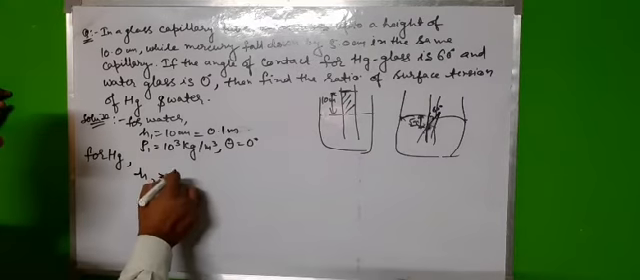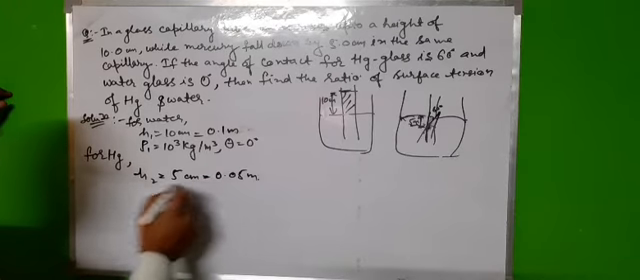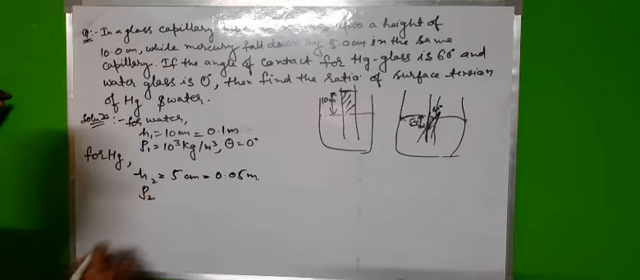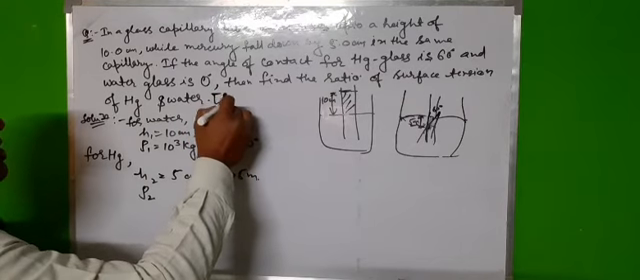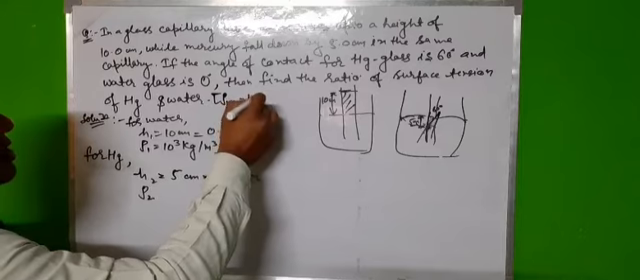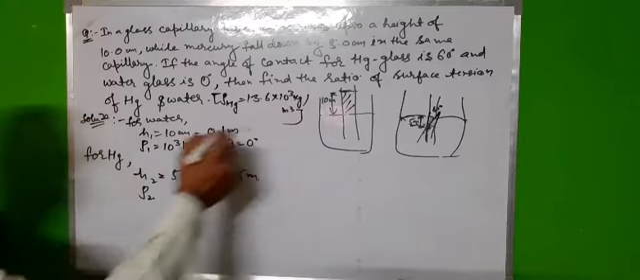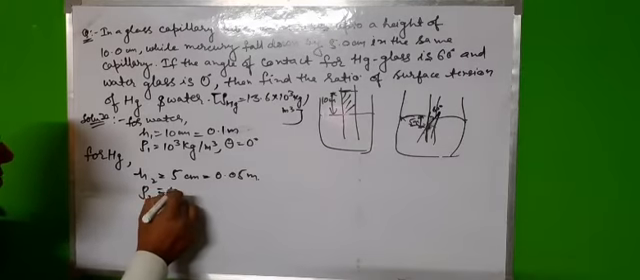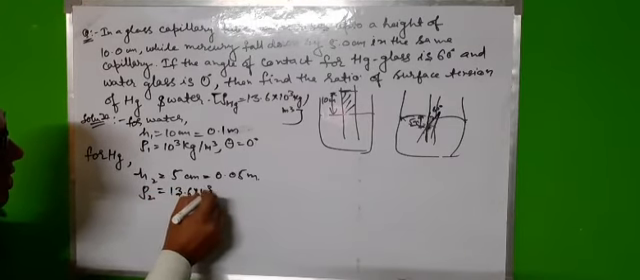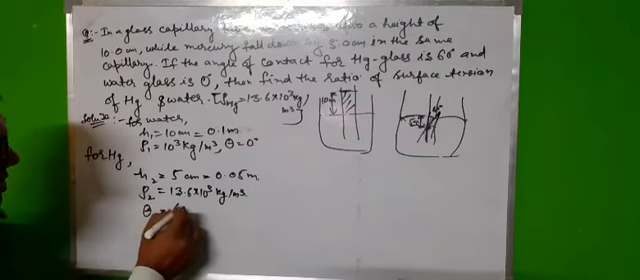H2 is given as 5 centimeter, so you can write it as 0.05 meter. Again, rho 2 is not given. So rho 2 is equal to, for mercury, rho Hg, 13.6 into 10 to the power 3 kg per meter cube. This is the density of mercury. So rho 2 is equal to 13.6 into 10 to the power 3 kg per meter cube, and theta here is given as 60 degree.